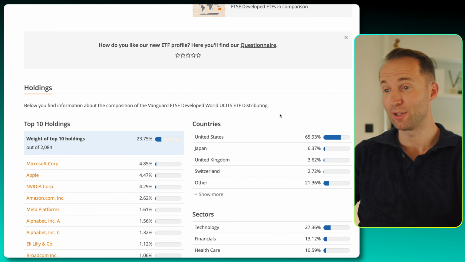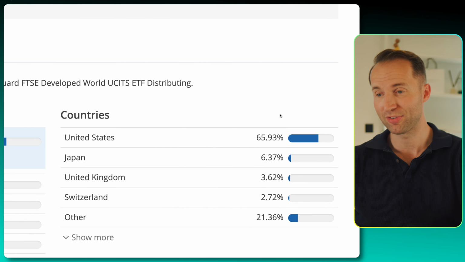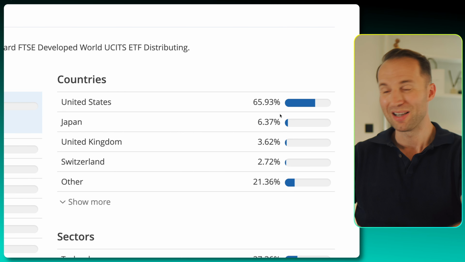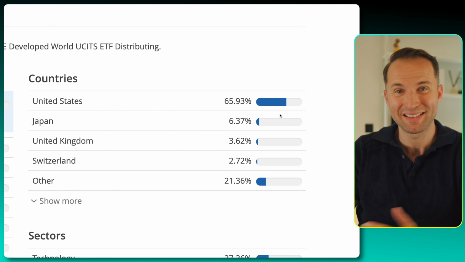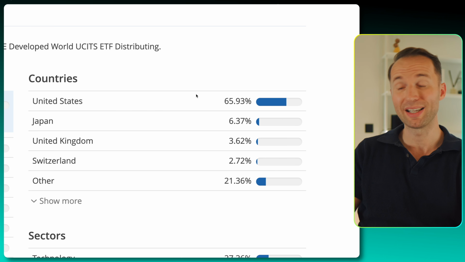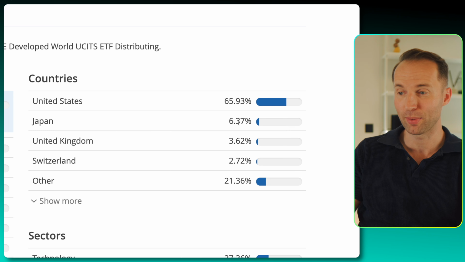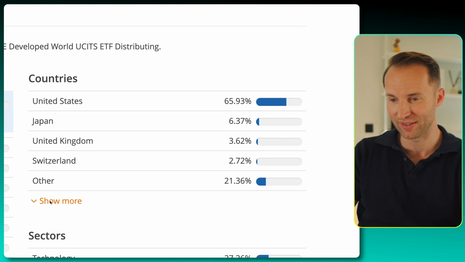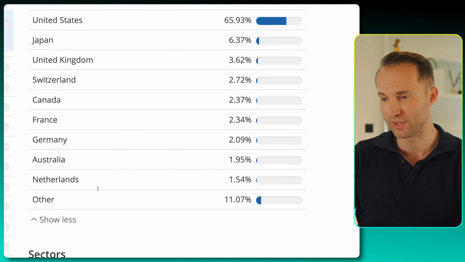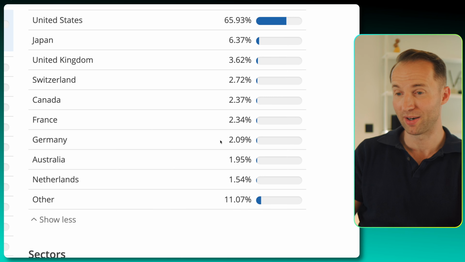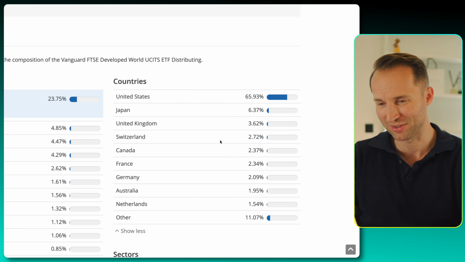And right away, you see, because it is the developed world, you have some familiar countries. As with many of the ETFs out there, the majority of the holdings will still be based in the US. We have the United States represented with 65%, Japan with 6.3%, then the UK with only 3.6%, Switzerland 2.7%, and then a couple of other Western countries that contribute only a little. Germany is at 2.09%, so very little.